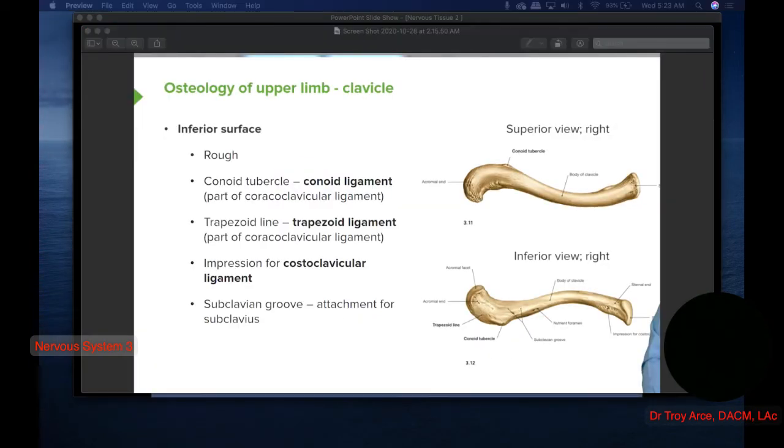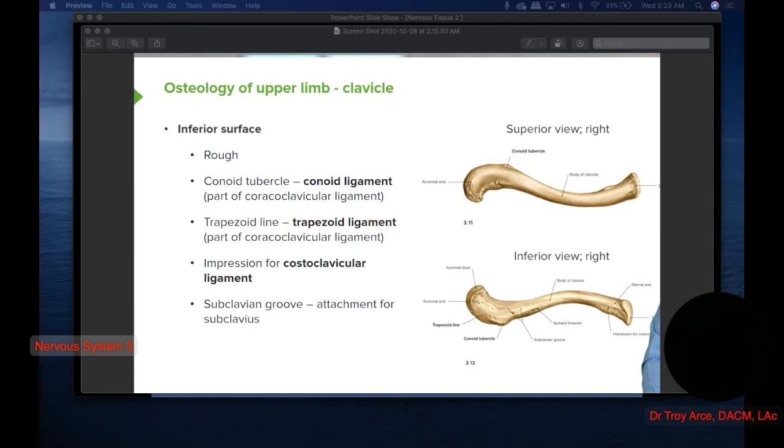So again, a quick review. Remember, the inferior surface is going to be rough, right? We have the conoid tubercle and the conoid ligament, which is part of the coracoclavicular ligament. You're going to have signs of that. You're also going to have the impression and also the subclavian groove, which is the attachment for the subclavius down through. So just remember, it's going to be rougher on this side.